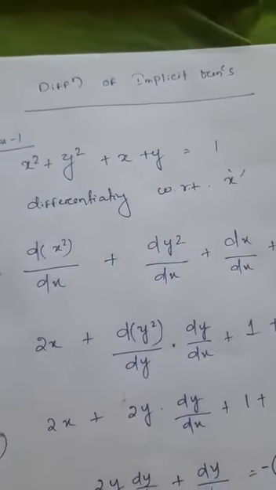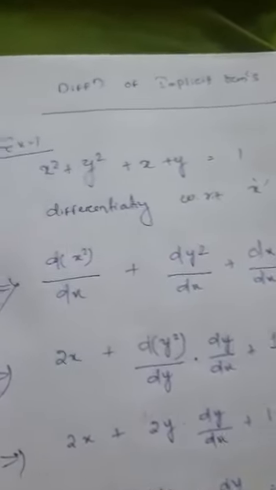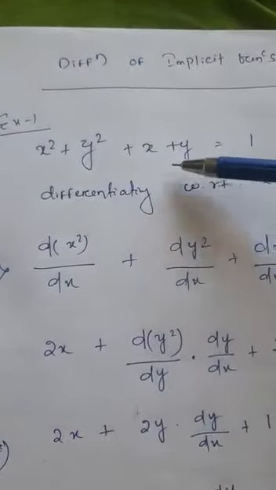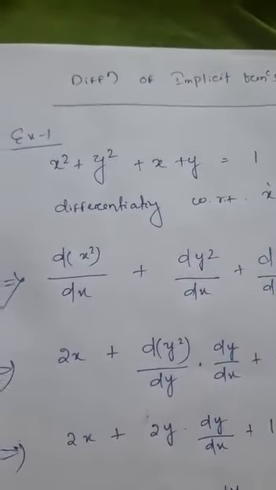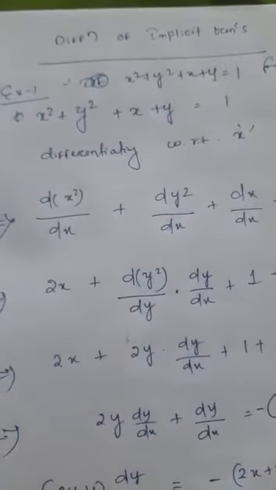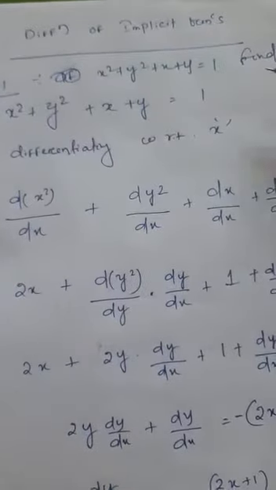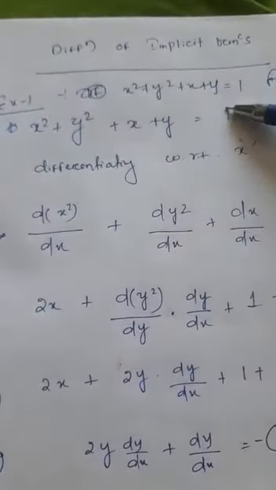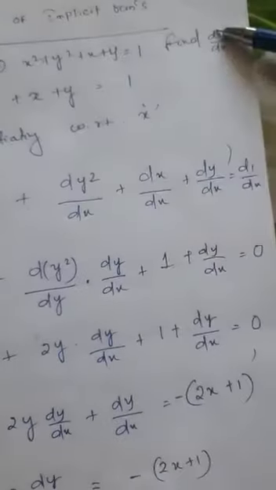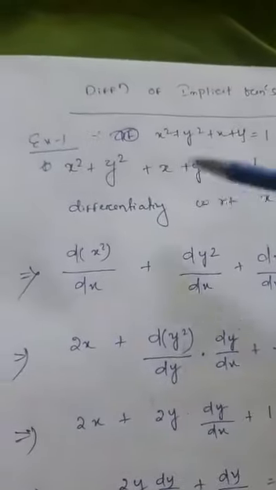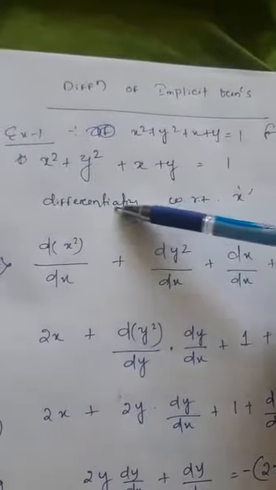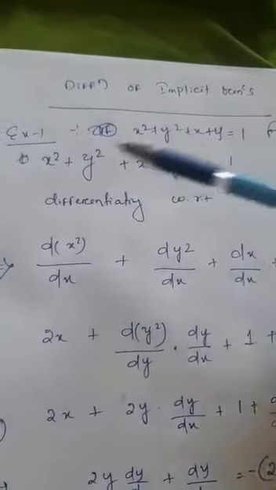Now, let's find out how to find the derivative of an implicit function. It is very simple. See, first example: if x square plus y square plus x plus y equal to 1, then find the value of dy by dx. Now x square plus y square plus x plus y equal to 1. Differentiating with respect to x, individual differentiation.